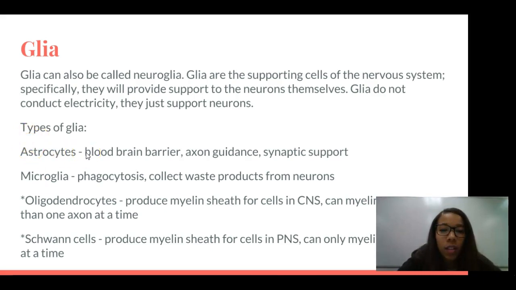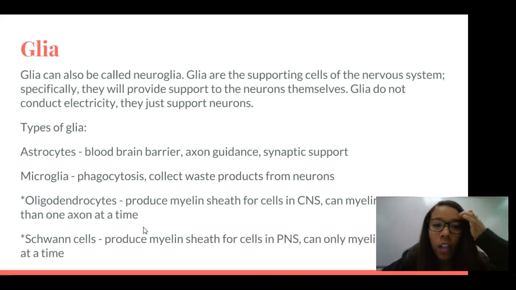Schwann cells are going to produce myelin sheath for cells in the peripheral nervous system, but they can only myelinate one axon at a time. The easiest way to remember this is oligo, meaning few, can myelinate more than one axon at a time, and where are you going to want to do that? In the central nervous system, because your central nervous system consists of your brain and spinal cord. So of course you're going to want to myelinate more than one axon at a time there because it's faster. Schwann cells, not so much. It's in the periphery. You're still going to want to myelinate the axons, but you can do it one at a time because it's not as important.